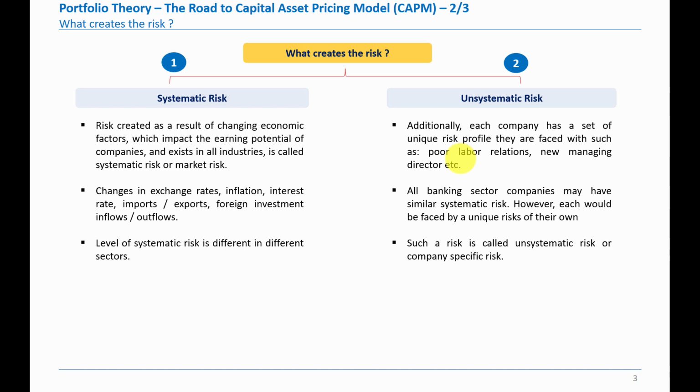HBL may have an unsystematic risk of 0.7, UBL may have an unsystematic risk of 0.8, taking your total risk to 1.1. MCB may have an idiosyncratic risk of 1, taking their total risk to 1.3. So I repeat again, systematic risk may be same across the same sector but different across different sectors. Unsystematic risk is company specific. It completely depends on what's going on in that company.